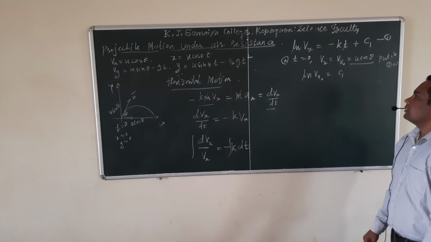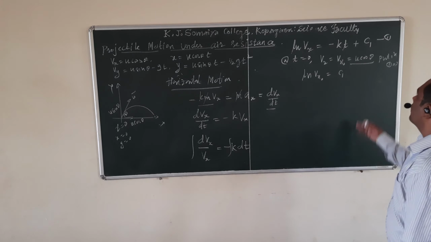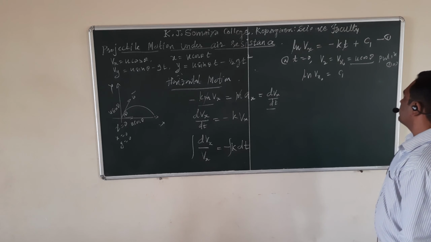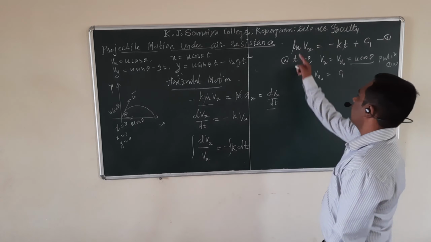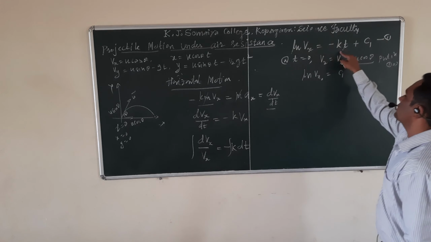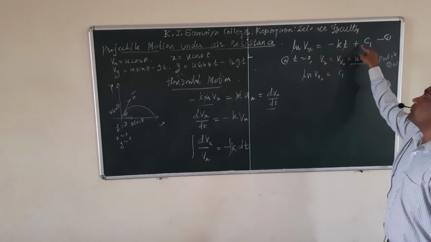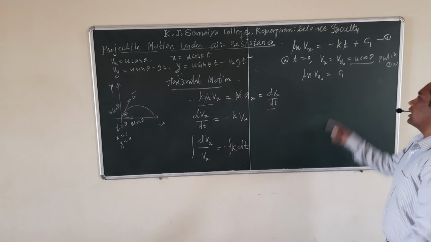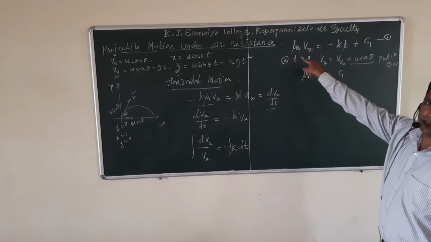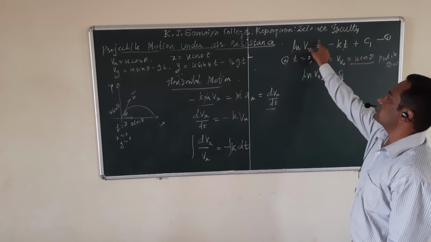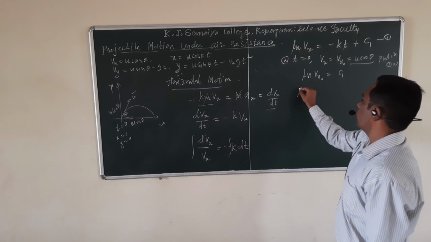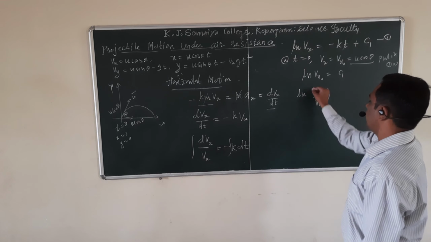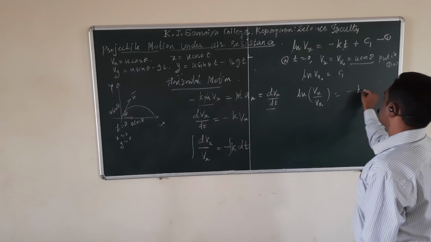Now next, put this in equation 1. What we get: ln of vx is equal to minus kt plus, instead of c1, ln of vx0. If we take ln of vx0 to the left hand side, it becomes ln of vx minus ln of vx0. By the rule of ln, we get ln of vx upon vx0 is equal to minus kt.